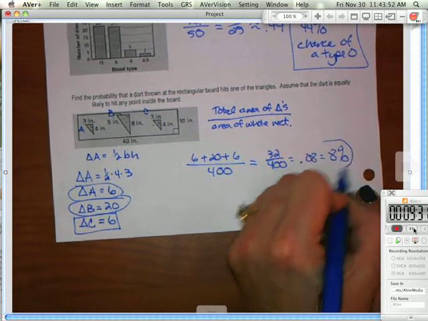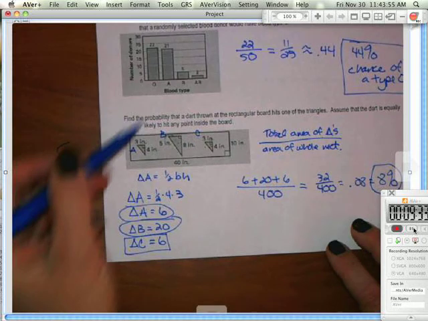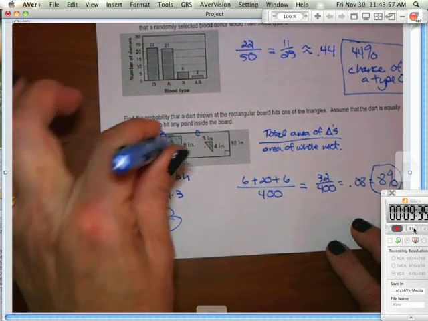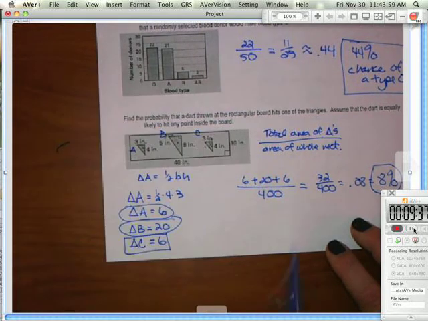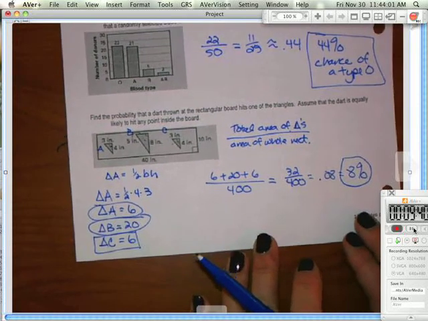It seems kind of reasonable. You have about an 8% chance of throwing a dart and hitting one of those triangles. Look at that. Shortest video ever.